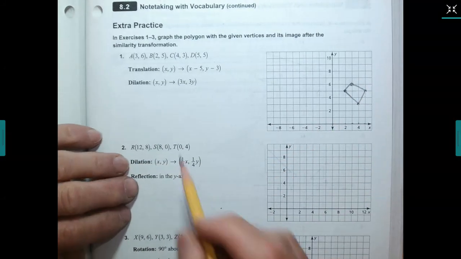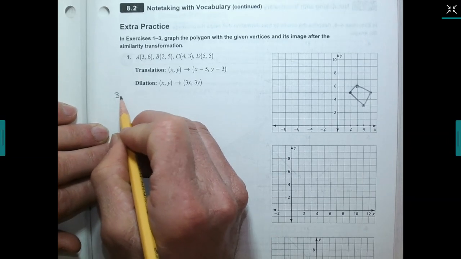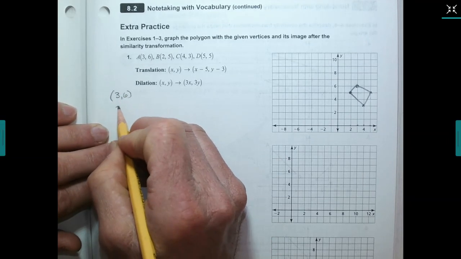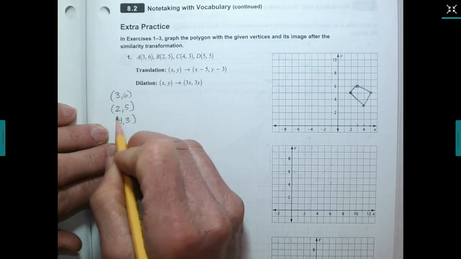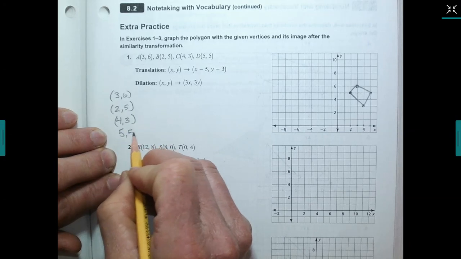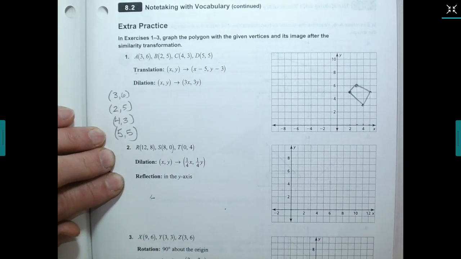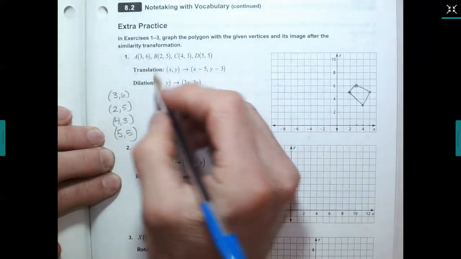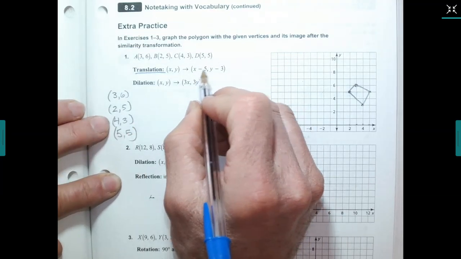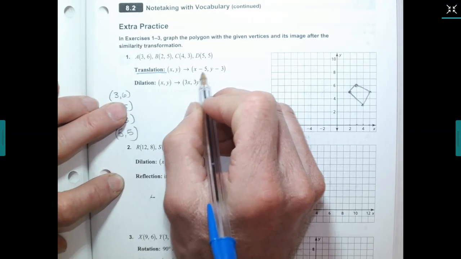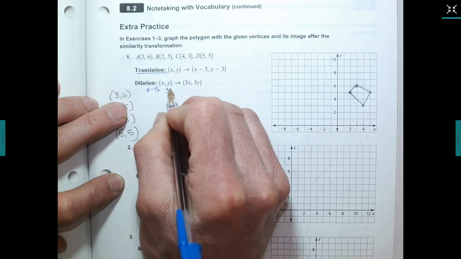Now I'm going to write these down. So I've got 3, 6, 2, 5, 4, 3, and 5, 5. Okay, and our first step is going to be a translation. Let's do that step with this color. So our first step is a translation, x minus 5, y minus 3.